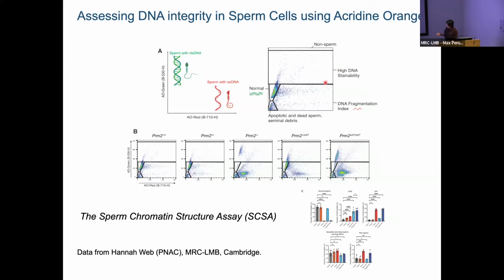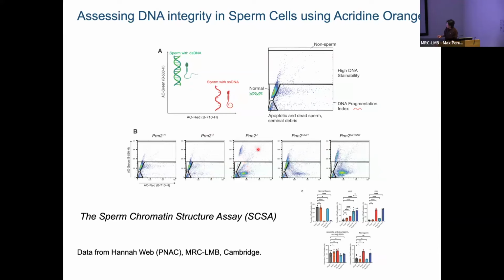So Hannah did this experiment across different mouse lines: the wild-type mouse lines, the double knockout PRIM2 genes, and also the mutant PRIM2 genes. So we can see here, the green signal shifted to the red region significantly.